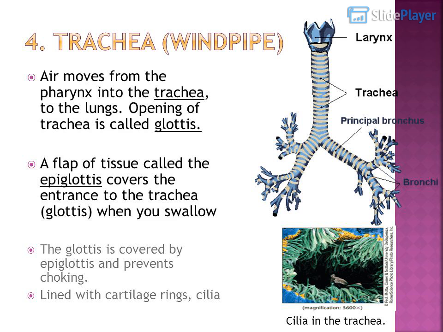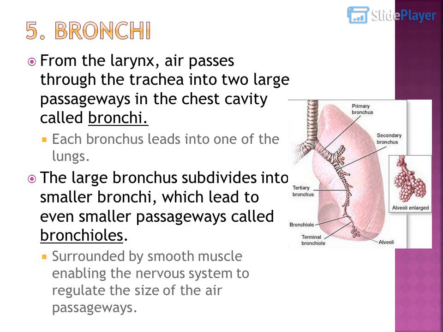4. Trachea, windpipe. Air moves from the pharynx into the trachea, to the lungs. The opening of the trachea is called the glottis. A flap of tissue called the epiglottis covers the entrance to the trachea, the glottis, when you swallow. The glottis is covered by the epiglottis and prevents choking. The trachea is lined with cartilage rings and cilia. Cilia in the trachea.